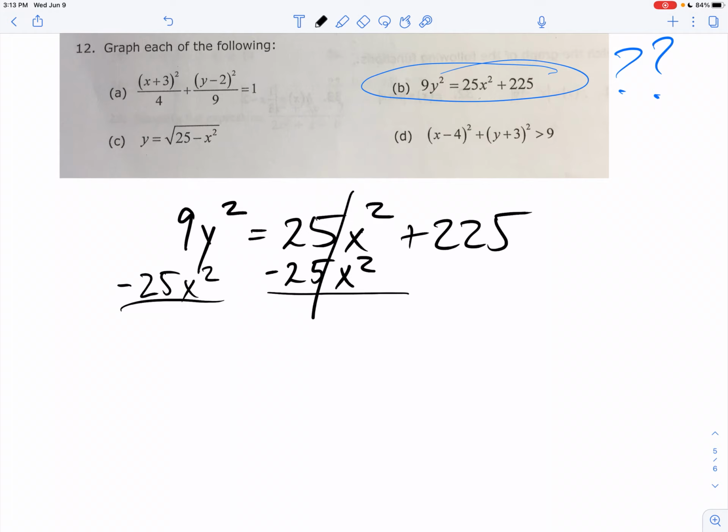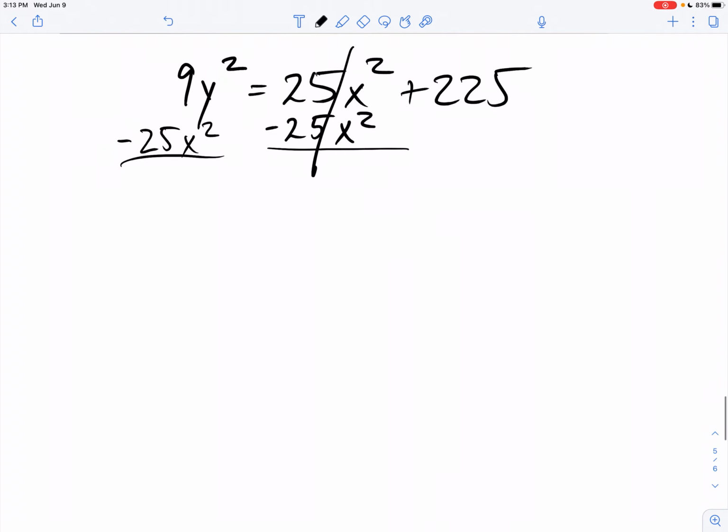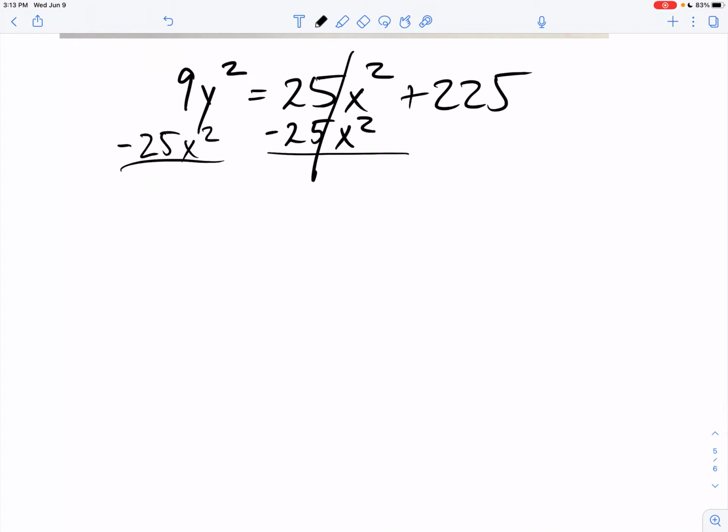Goodbye. Now, ask yourself, should I say negative 25x squared plus 9y squared, or should I say 9y squared minus 25x squared? That's what I should do, because the minus sign is supposed to be between the two quantities. Equals, what's left over here? I didn't touch that, did I?